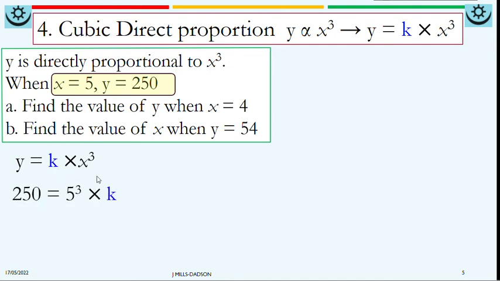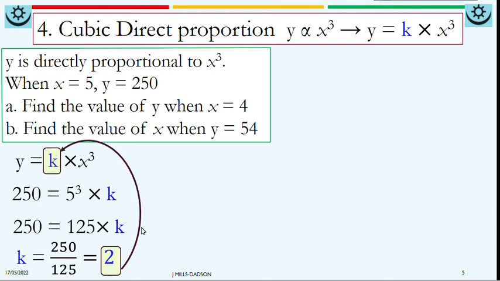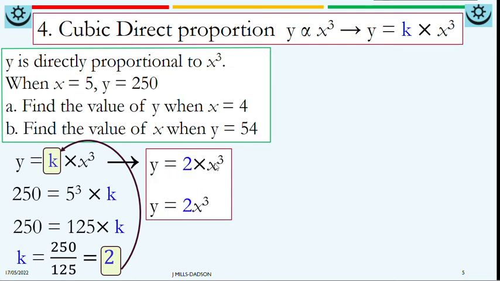250 equals 5 cubed times k, and 5 cubed is 125. So to find k, divide through by 125, and k is 2. So we change the implicit formula into explicit, and y equals 2x cubed, or 2 times x cubed. So this is our formula that we're going to use to work out a and b.